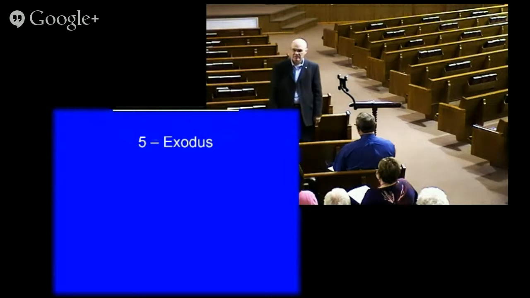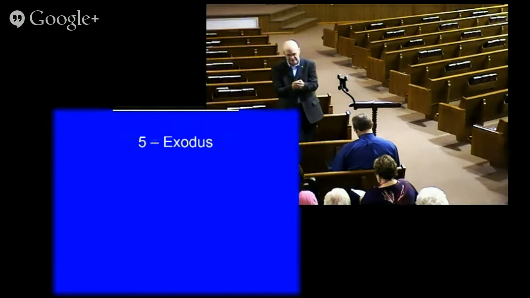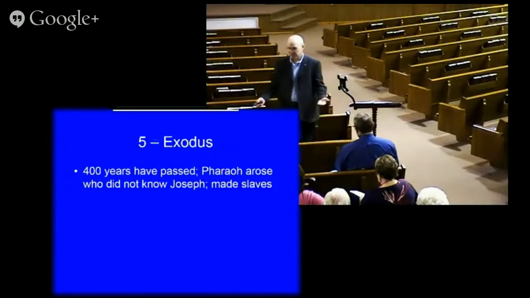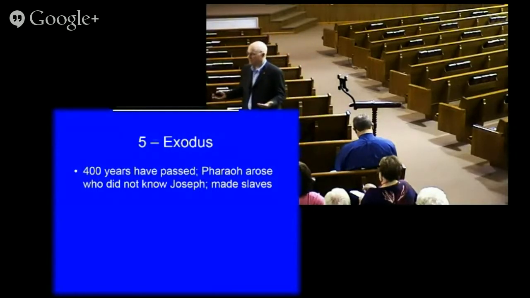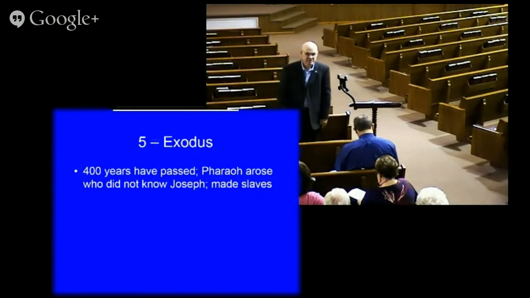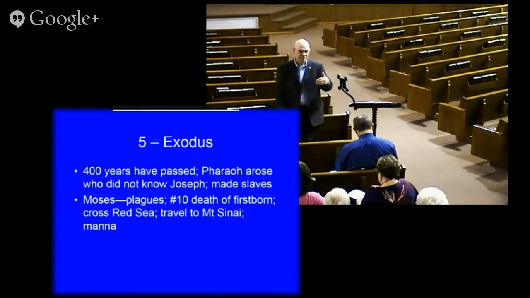Now, they're in Egypt. They haven't moved down there. Joseph had been in charge, second in the land, and now 400 years have passed. 400 years later, a Pharaoh comes up who doesn't know Joseph, has no relationship with Joseph. The people are now in bondage. They're enslaved. So that brings up the deliverance.